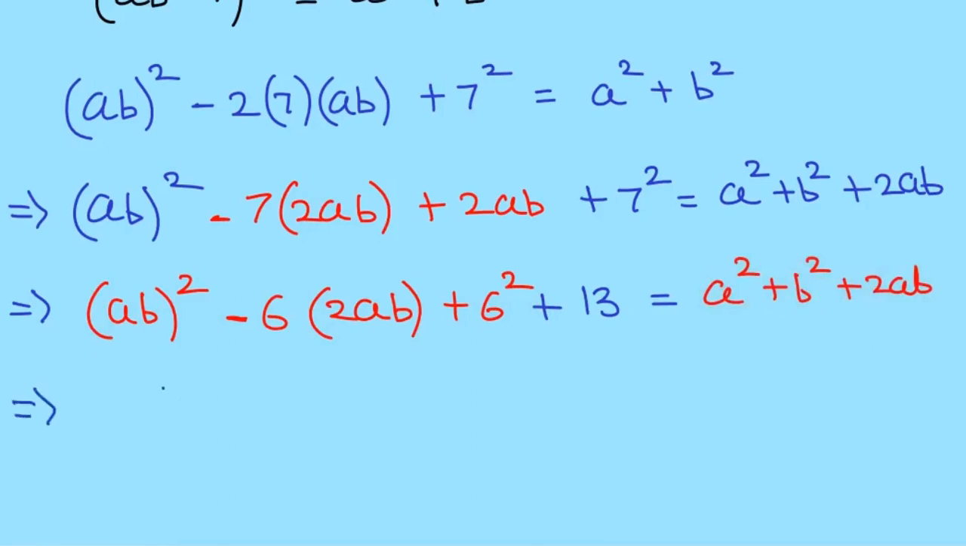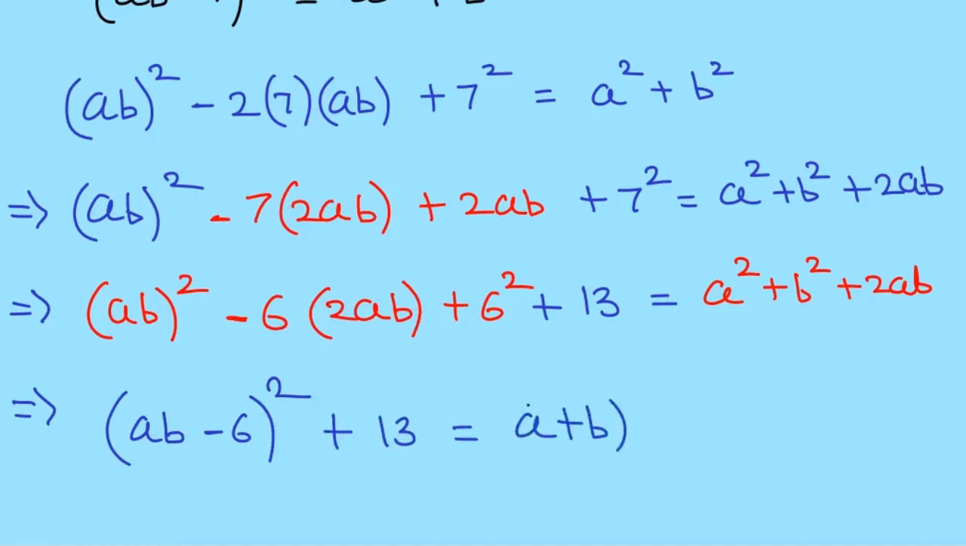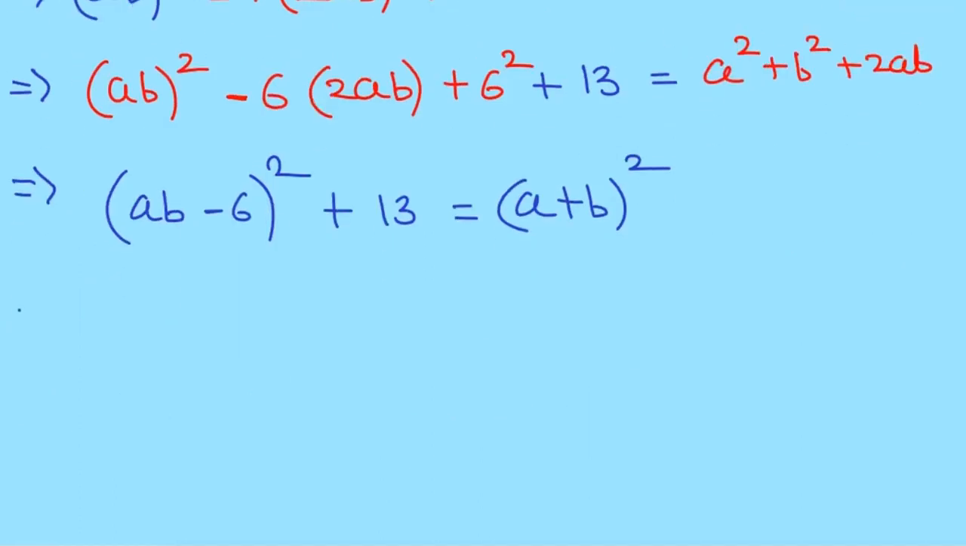Now consider the left side and the right side. This is in the format a square minus 2ab plus b square, which we know is the (a minus b) whole square formula, so we use that. So this is (ab minus 6) whole square. See, (ab) whole square minus 2 into 6ab, here we have minus 6 into 2ab, which is the same as 2 into 6ab, plus 6 square. And a square plus b square plus 2ab is (a plus b) whole square.